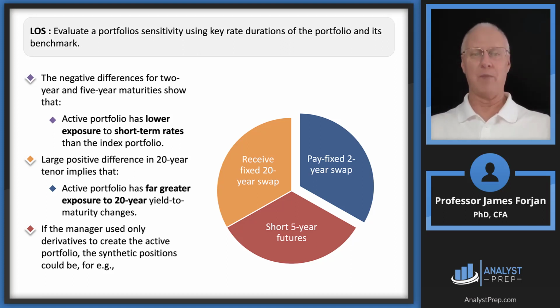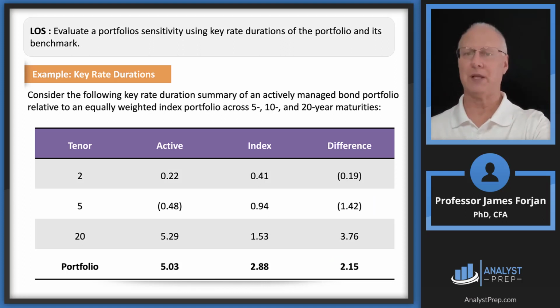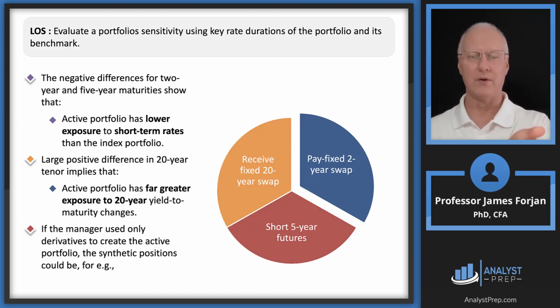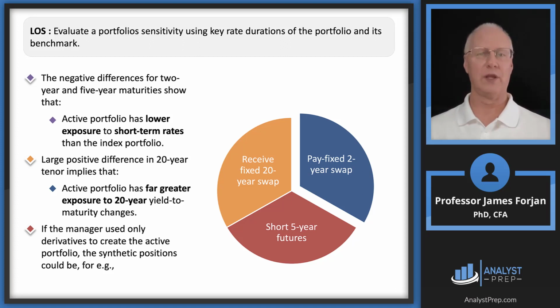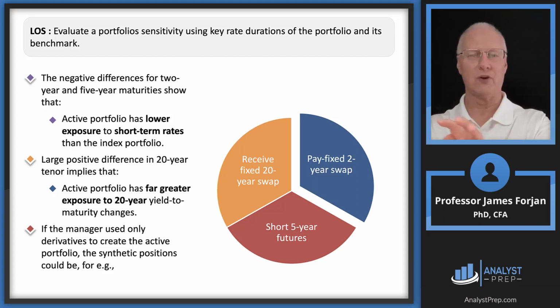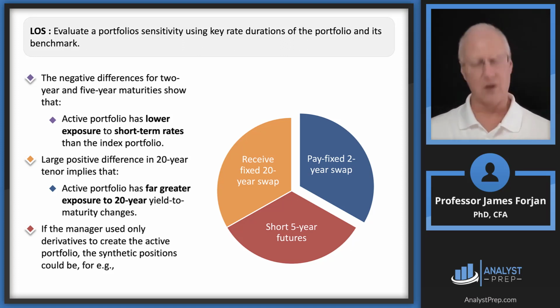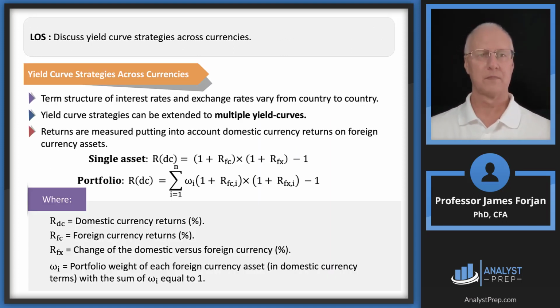All right, so that's what we're doing right now, but look at the very bottom diamond point. If the manager used only derivatives to create the active portfolio, so if we wanted to synthetically replicate this table, what could we do? We could receive a fixed 20-year swap, pay a fixed 2-year swap, and short a 5-year futures contract. And this little pie chart over here summarizes the layering of derivatives that we've talked about in all of these slides.